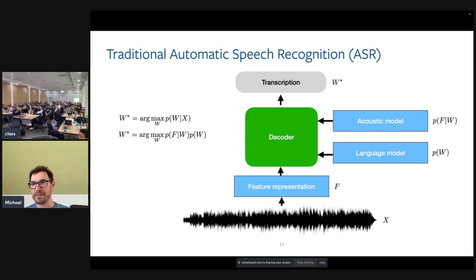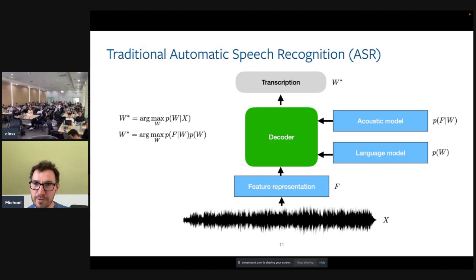The advantage of that is that you can apply Bayes rule. So if you take the product between P(F given W) and P(W), which is the probability of the language model, then basically you can apply Bayes rule here. That's the original motivation for that. And what we do is we look for different W's, transcriptions, that would best explain the feature representation F.